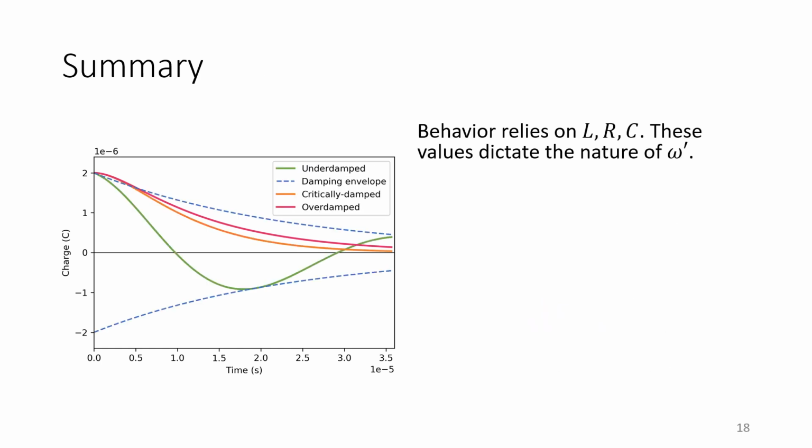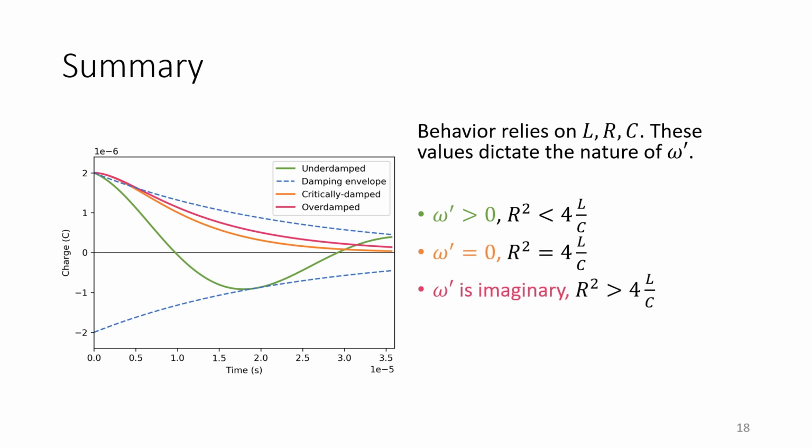Now, in summary, superimposing all of the graphs gives us an idea that while the solutions of these cases look wildly different in their functions, their behavior and how they're graphed is not too far from each other. As a summary, positive omega prime admits the underdamped case, 0 omega prime admits the critically damped case, and an imaginary omega prime leads to the overdamped case. Now we consider that only underdamped cases oscillate, and the larger the resistance R is, the longer the decay occurs, and you can actually see it here.